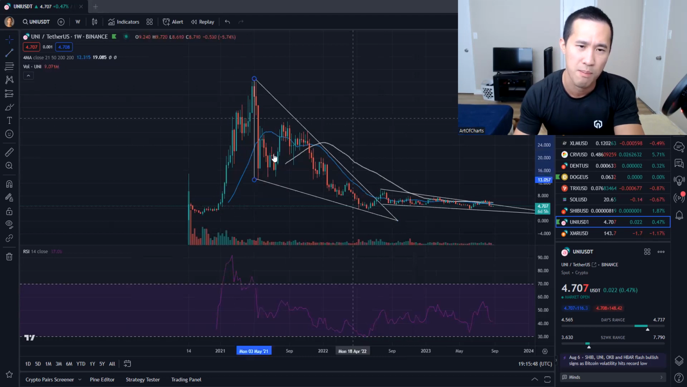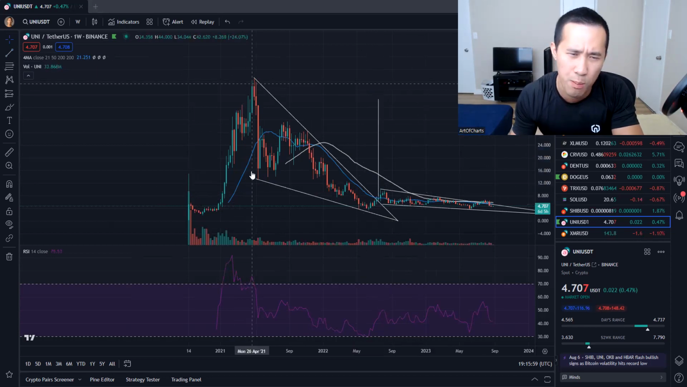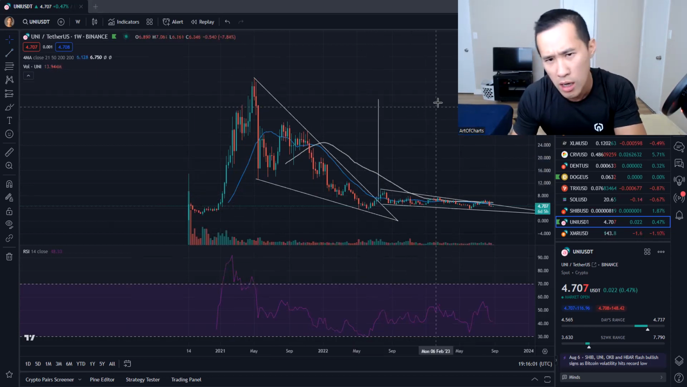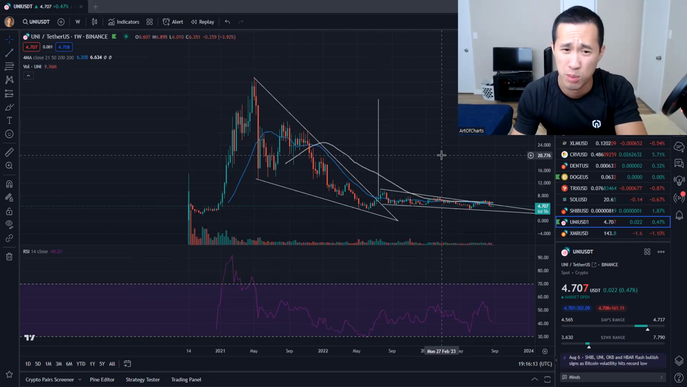The measured move out of this pattern, this would be the breaking point. So basically, you take the opening of the pattern and then you put it on top of the breaking point. That would give us somewhere about 3850. Okay, in the 3850 area. So that's a pretty huge move.